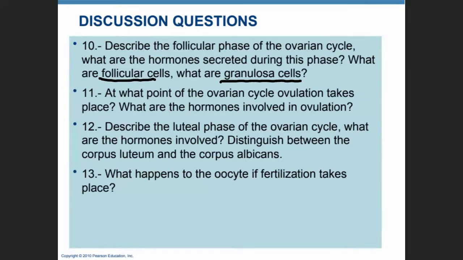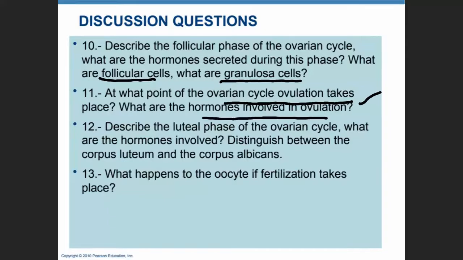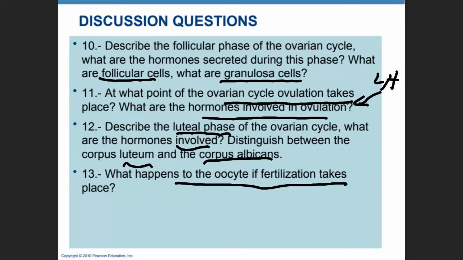You should know at what point in the cycle ovulation takes place and what is the hormone of ovulation. That will be luteinizing hormone. Describe the luteal phase of the ovarian cycle, what the hormones involved are, and distinguish between the corpus luteum and the corpus albicans, and what happens to the oocyte if fertilization takes place.